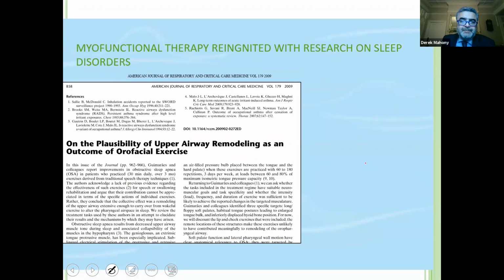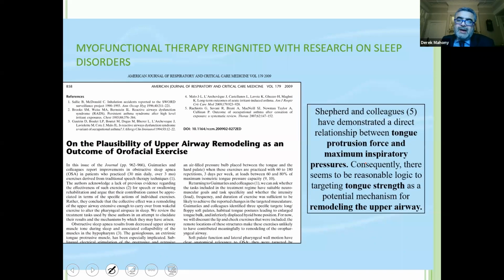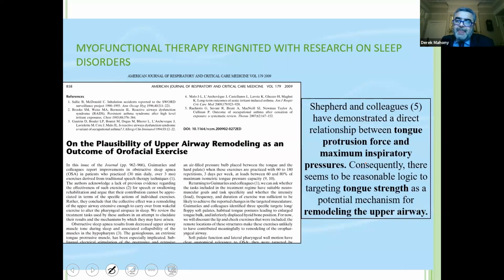Another paper here discussing that there's a direct relationship between the tongue protrusion force and the maximal inspiratory pressures. So therefore, remodeling of the upper airway is all about the tongue. And your role as part of your speech training is to put that tongue in the right spot.